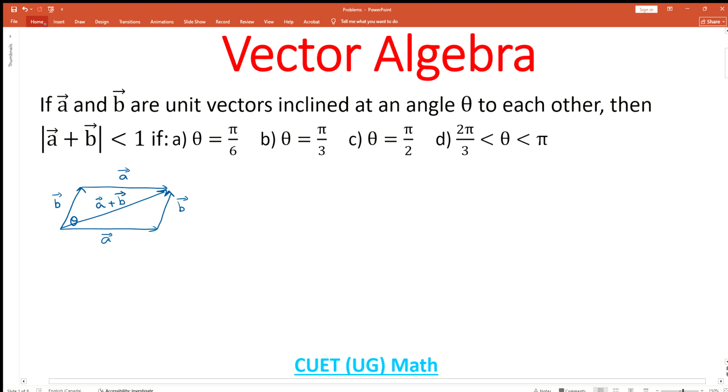In a parallelogram, adjacent angles are supplementary angles. So the corner angle on the right side is equal to pi minus theta, because supplementary angles are angles whose sum is equal to pi radians or 180 degrees. We can label the corners of this parallelogram. We can find the expression for magnitude of vector A plus vector B by analyzing triangle MNO.